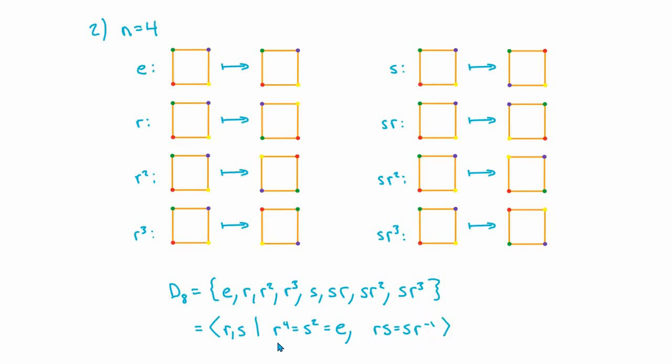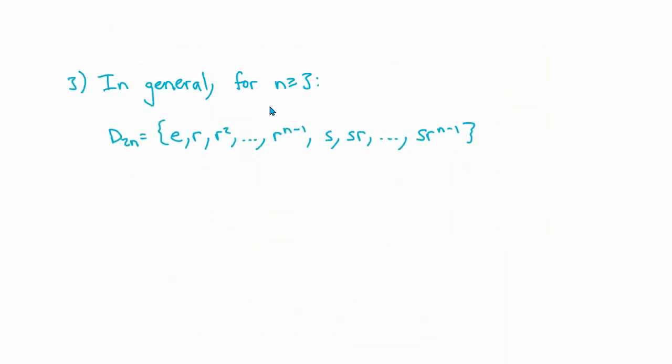Now it turns out that these relations again are all the ones that you need to know in order to derive any other relation between r and s. So this is a presentation for the dihedral group of order 8. And it's very similar to the presentation for D6, except here it's r to the 4th instead of r cubed equals e. In general, for n bigger than or equal to 3, the story is very similar.